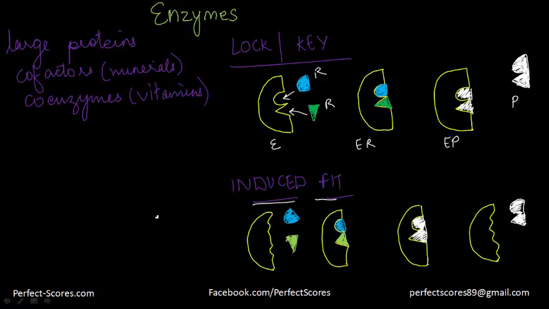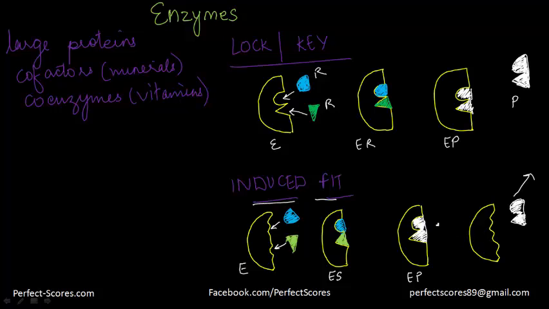So this is what happens in induced fit. As you can see, the shape of the enzyme is not really compatible with the reactants right now. They are moving over here. But once they come close, the enzyme's shape changes. It becomes the enzyme reactant or the enzyme substrate complex. Then it gets converted into the enzyme product complex, and when the product leaves, the enzyme comes back to its wavy shape. So that is the induced fit model.